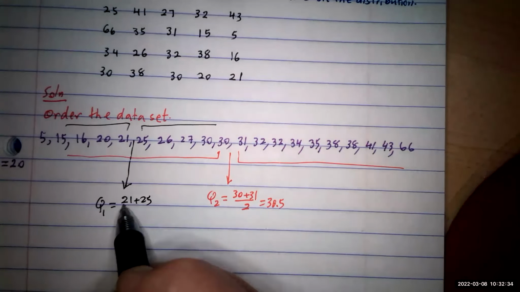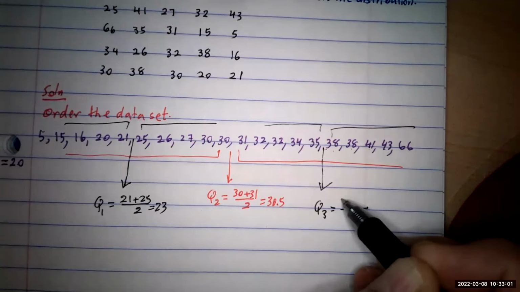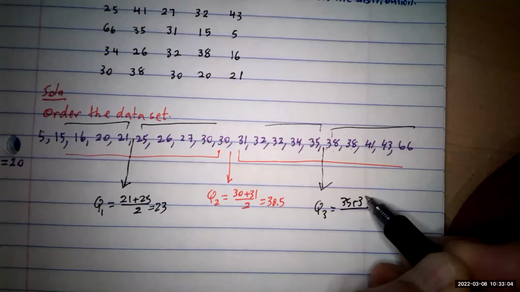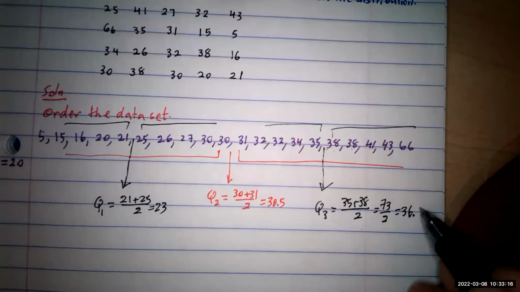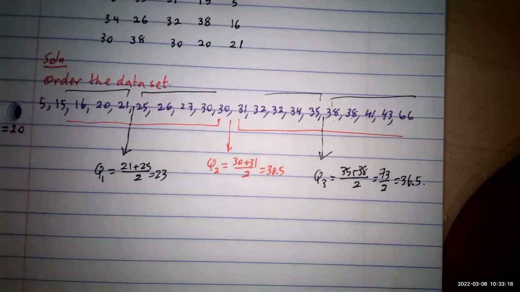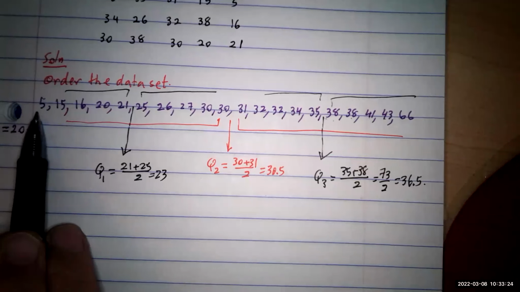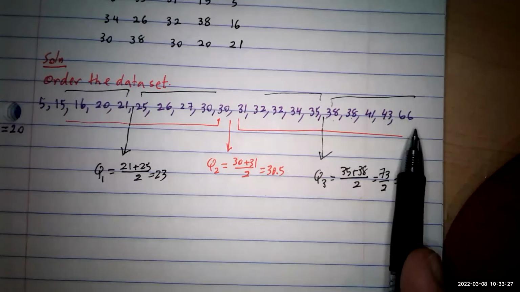We do the same thing here: 1, 2, 3, 4, 5, and 1, 2, 3, 4, 5. Nothing in the middle, so the Q3 is the average of 35 and 38 divided by 2. That gives you 73 divided by 2, which is 36.5. Again, the calculator gives you the result right away. The minimum is 5 and the maximum is 66.